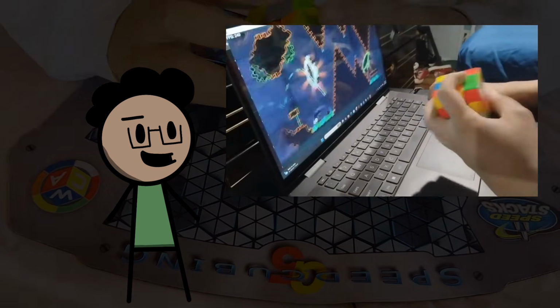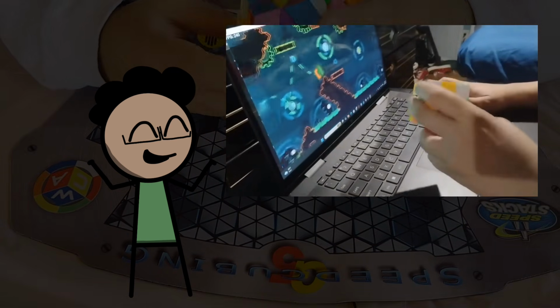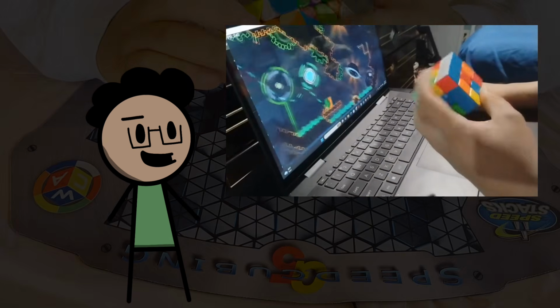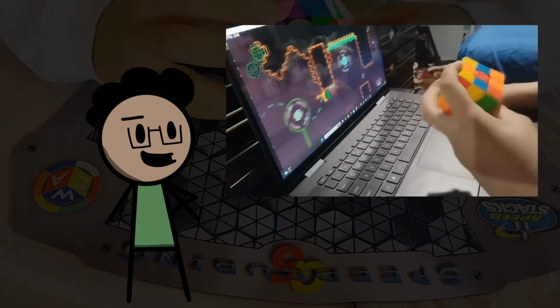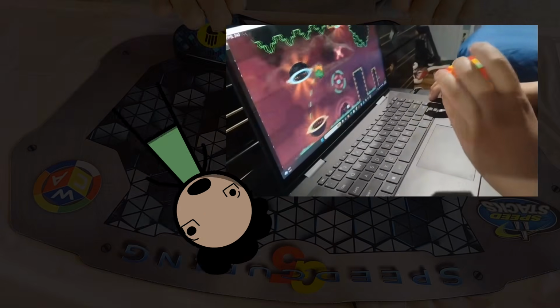As somebody who spends their free time beating Geometry Dash levels while solving Rubik's Cubes, one would say I'm pretty good at math, and to that I say, believe what you want, I like the praise.